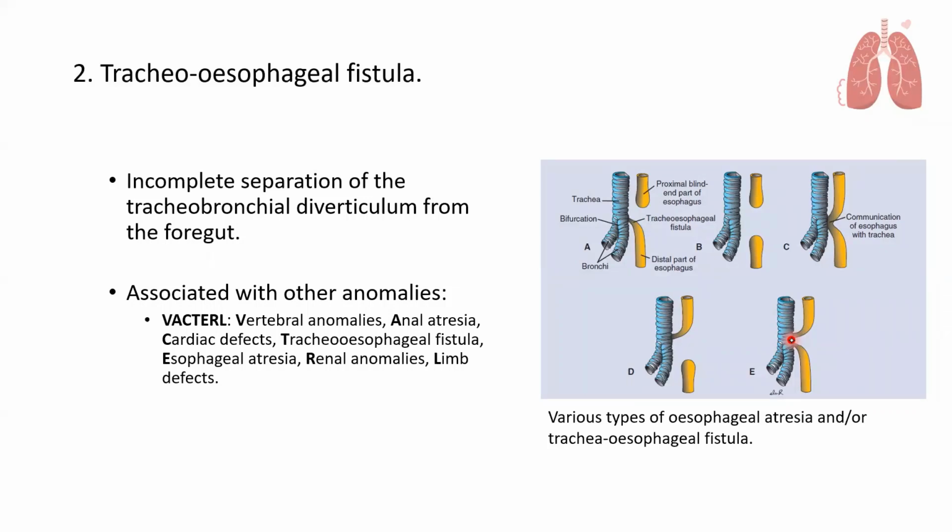In these patients, usually they have other anomalies. The associated anomalies are called VATER. You have associated vertebral anomalies, anal atresia, cardiac defects, tracheoesophageal fistula, esophageal atresia, renal anomalies, and limb defects. So if you find a child with a tracheoesophageal fistula, you have to look for these other abnormalities.